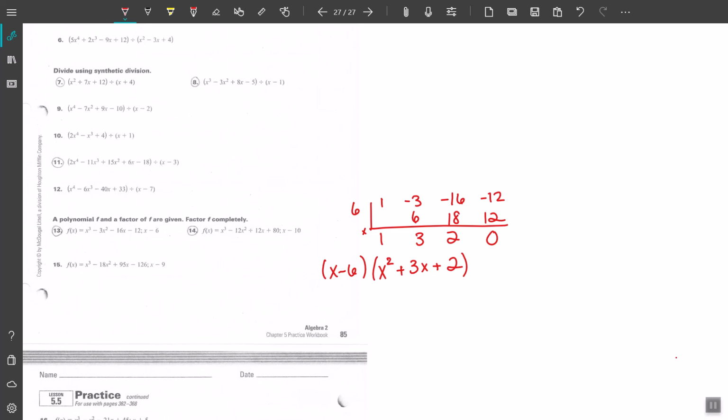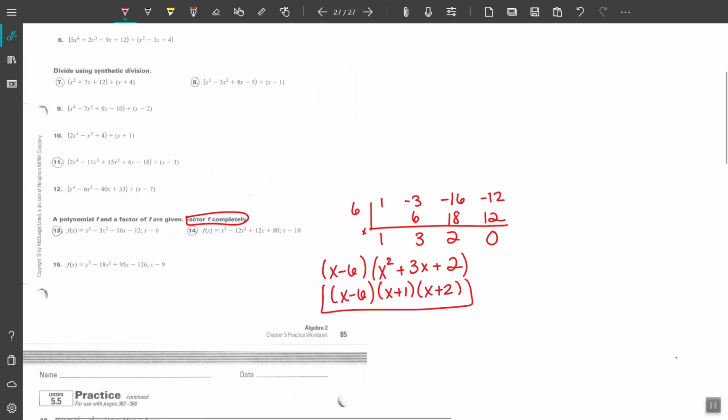Now here's where it gets a little bit trickier, is they told us to factor it completely. We've got to go in here and look at x squared plus 3x plus 2 and recognize that that can be factored again. Okay, factors of 2 that add up to 3. That would be 2 and 1. So I'm going to say x plus 1 times x plus 2, and then not forget this factor that we already had out here. So this answer is correct. This answer right here, though, is factored completely.